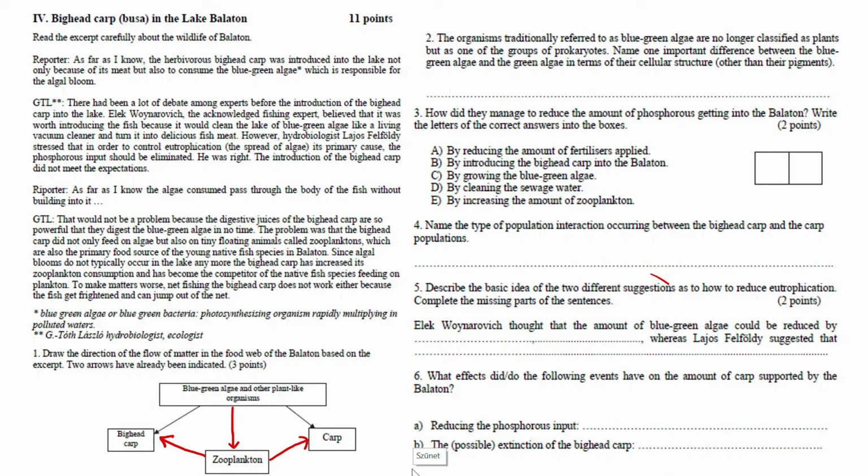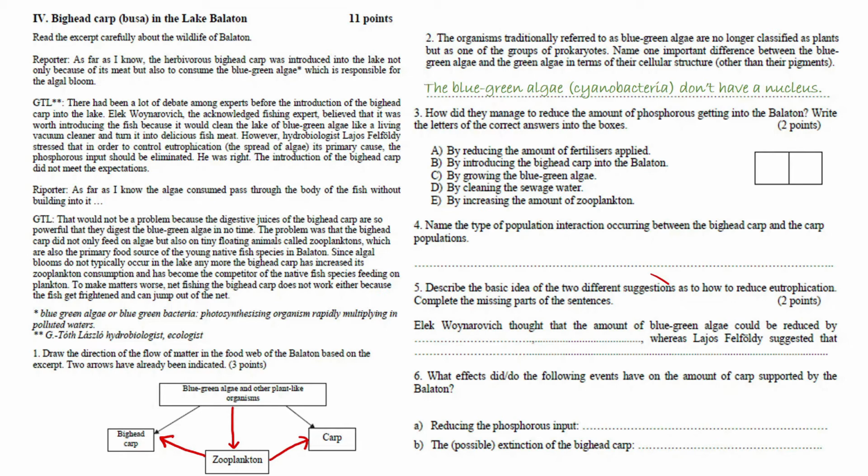Exercise 2. The organisms traditionally referred to as blue-green algae are no longer classified as plants, but as one of the groups of prokaryotes. Name one important difference between the blue-green algae and the green algae in terms of their cellular structure. So in order to answer this question, you have to remember what you have learned about the prokaryotic and eukaryotic differences. The most relevant difference is that prokaryotic cells don't have a cell nucleus. Only the nucleoid region can be found, the circular DNA. So that's what I wrote in here. But as you can see in the key as well, other alternative answers would also be accepted.